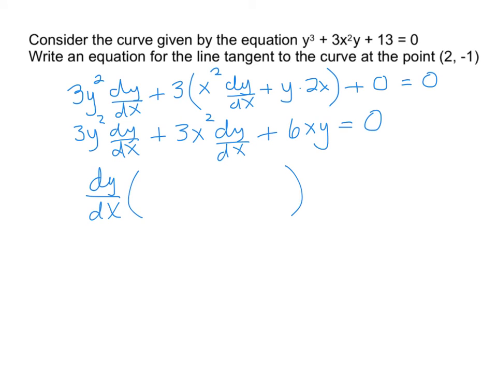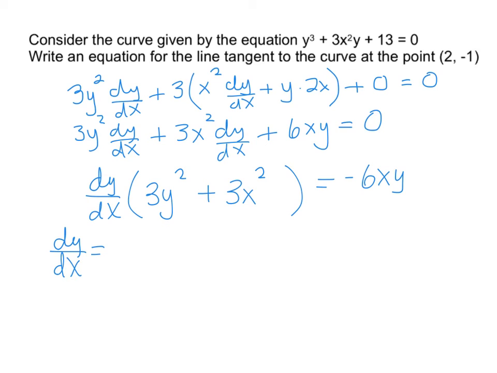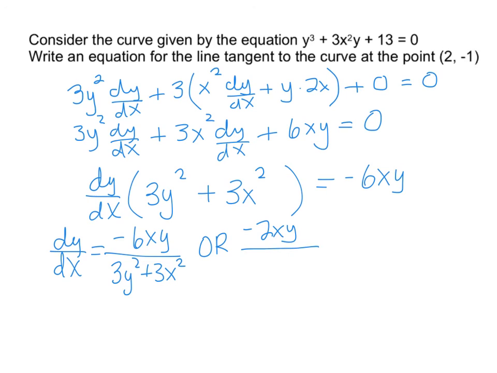Okay, equals negative 6xy. Move that guy over. This is going to be 3y squared plus 3x squared equals negative 6xy. All right, so then dy/dx will be negative 6xy over 3y squared plus 3x squared. And I could divide all the way through by 3 and end up with negative 2xy over y squared plus x squared. I could do either of those. That would be fine. Okay, so now I have the derivative, but I need the derivative at a point.